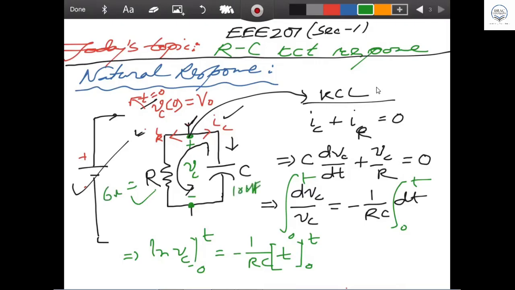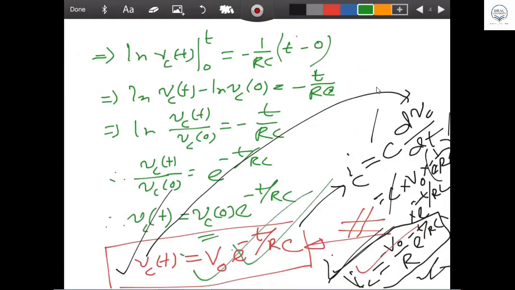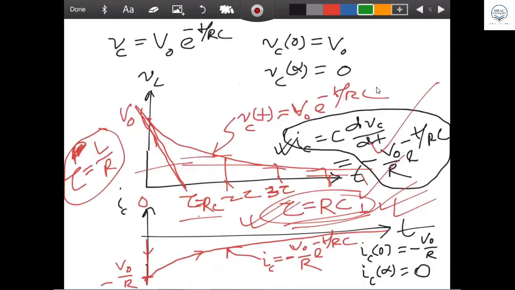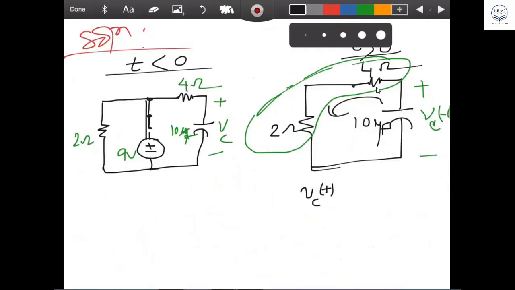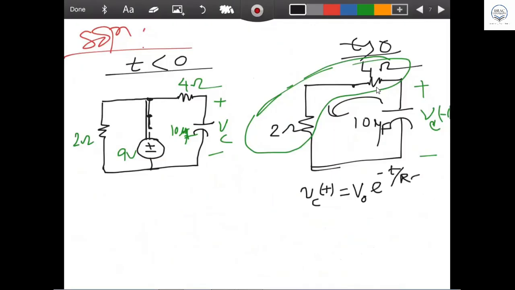So you can easily close your eyes and use this equation: VC equal to V naught e to the power minus t by RC. Since it is a free running RC circuit, you can write VC equal to V naught e to the power minus t by RC. RC means R equivalent and C equivalent, all the values together. Jonathan, can you tell me, R equivalent equal to what? C equivalent equal to what?